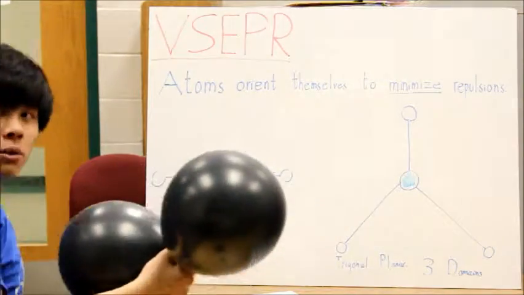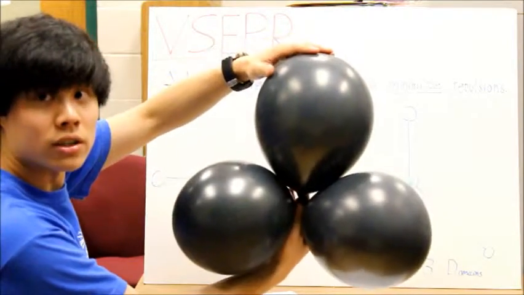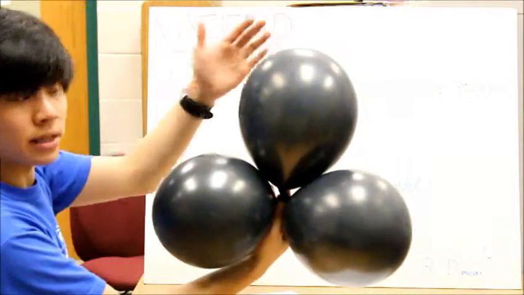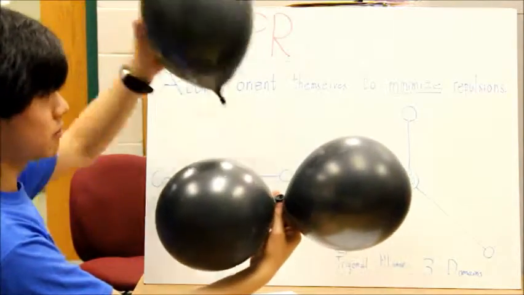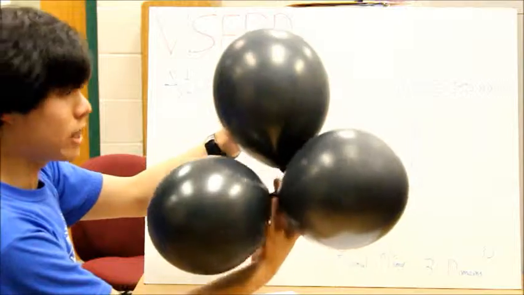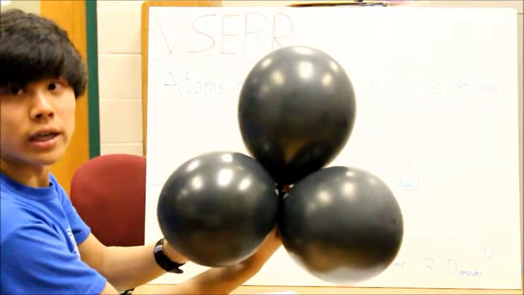Now, if you have 3 domains, they will arrange themselves in a trigonal planar fashion. And you can see where the name comes from, as this is a triangle on one plane. It's also a line on the same plane. Therefore, by creating these shapes, the molecules can create the least amount of repulsive forces between the ligand atoms.